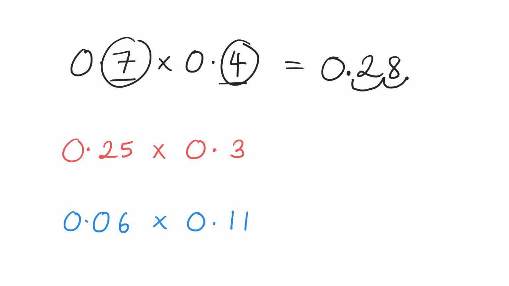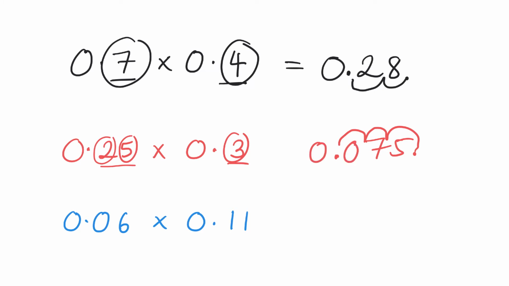Again, ignore the decimals. I've got 25 times 3, which is 75. How many decimal places do I have? 1, 2, 3. So I'm going to move the decimal 3 places to the left. 1, 2, 3. Put the decimal there. This empty hole that I have here, put a 0 there. And that's it. That's my answer. Let's do the next one.